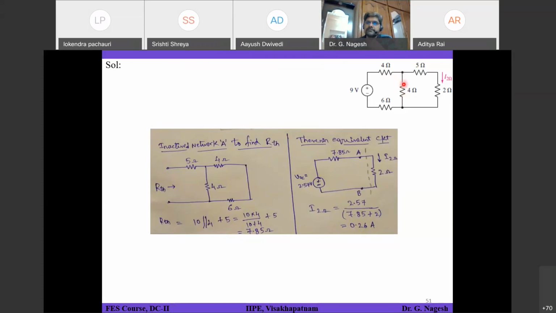That means simply you find out the current flowing through the entire branch, right? You're understanding? Since it is open circuit, the current flowing through this entire series path will be how much? 5 plus 4 plus 6 plus 4. Yeah, so this voltage divided by total resistance will give you the current, right?